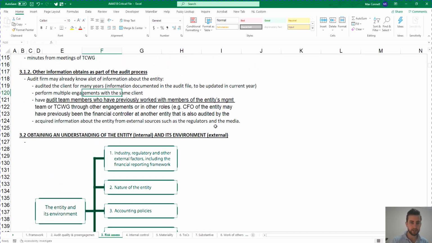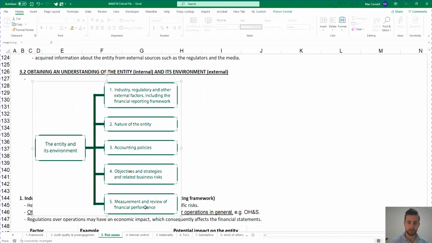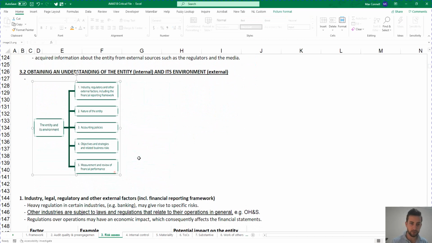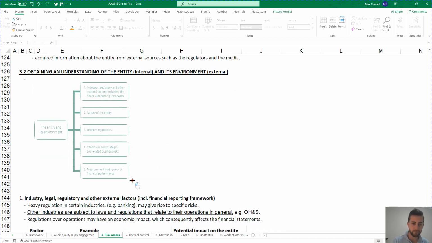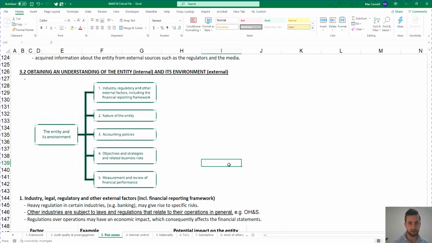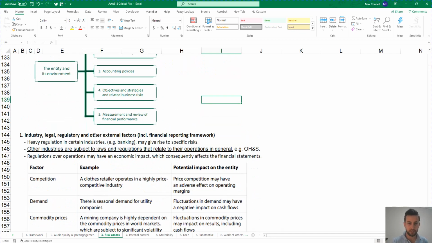So this is really important to understand the entity, as I mentioned before, because it helps you form your opinion on risk. So there's a few different ways that you can understand about the entity, which is within the internal area of the company that you are auditing, and also the external environment. Number one, industry, regulatory, and other external factors. Number two, nature of the entity. Number three, accounting policies. Number four, objectives and strategies. Number five, measurement and review. So going through these one by one.